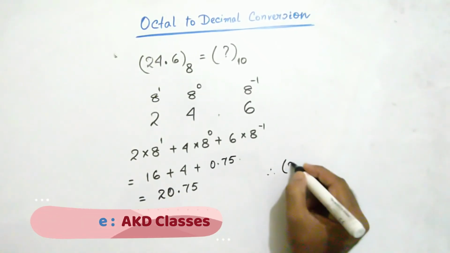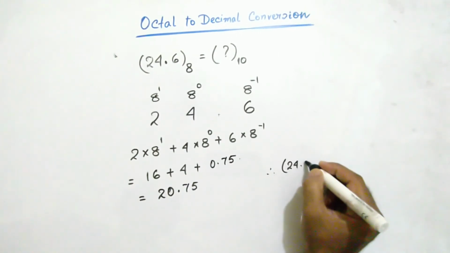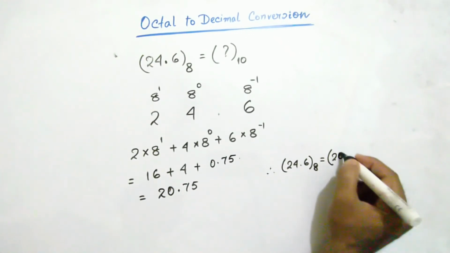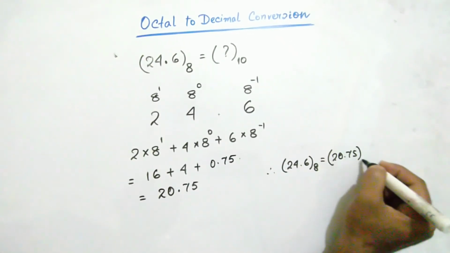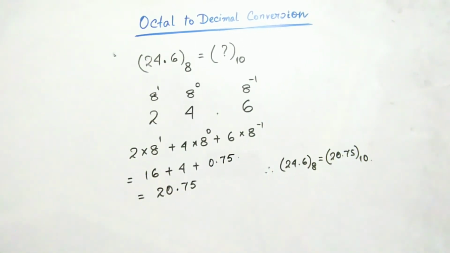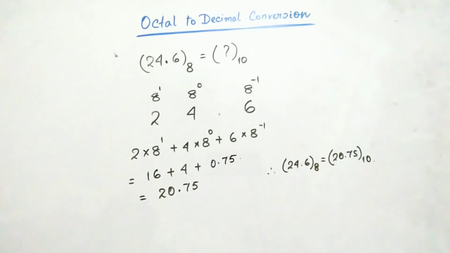So therefore 24.6 in octal is equivalent to 20.75 base 10 in decimal. So the octal number 24.6 is equivalent to 20.75 in decimal.